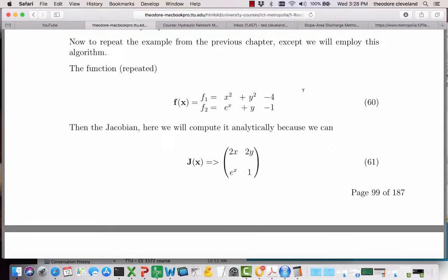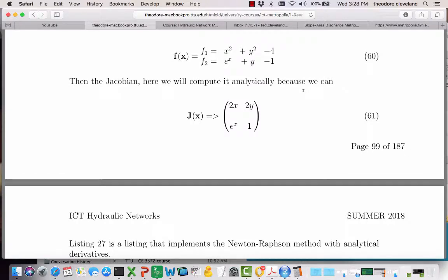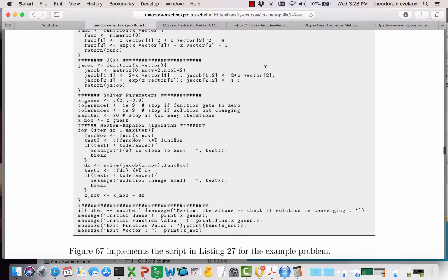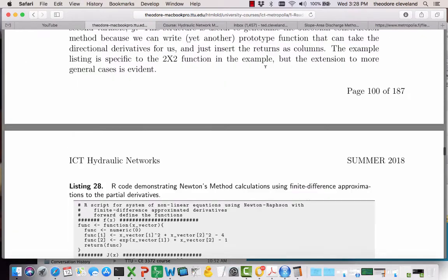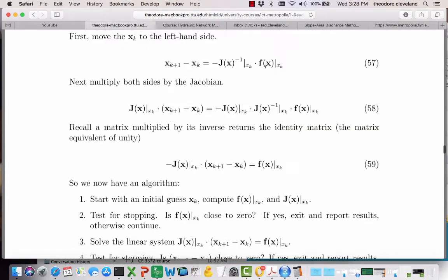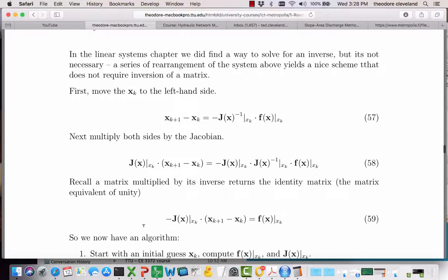So now using our example, in this case we'll use an analytical Jacobian, and there's the algorithm to do it, and mostly what we're going to do is build our pipeline system in order to take advantage of this equation, 59.